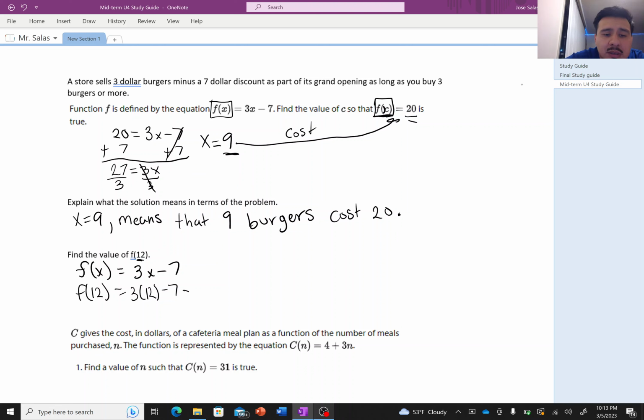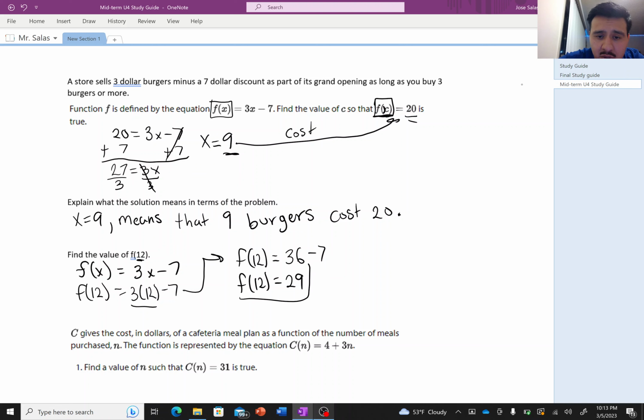So now we just solve for this. I have f of 12 is equal to, class, what is 3 times 12? 3 times 12 is 36 minus 7. So f of 12 is equal to 36 minus 7. What is 36 minus 7? Go ahead, use my fingers. 36, 35, 34, 33, 32, 31, 30, 29. So f of 12 is equal to 29.